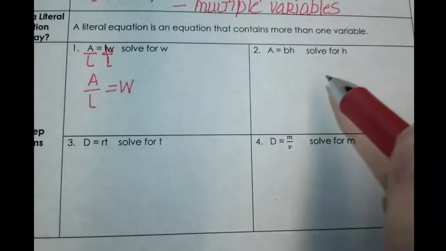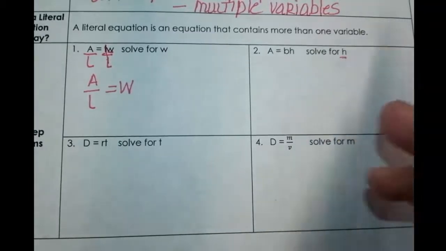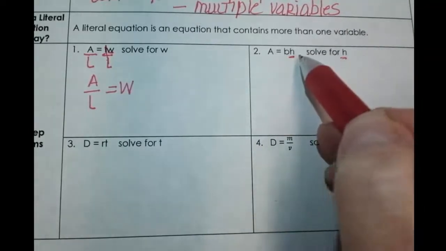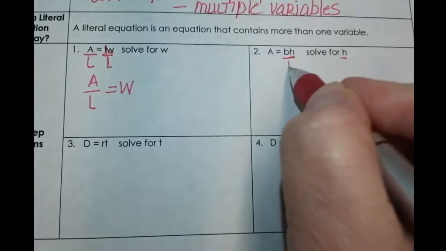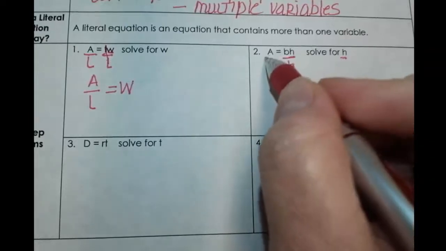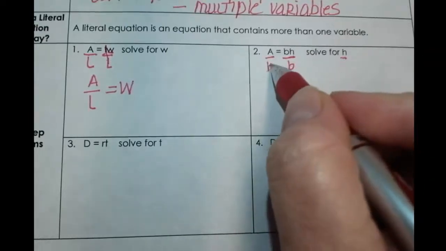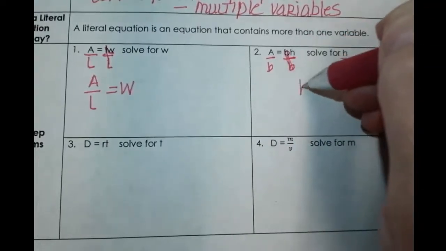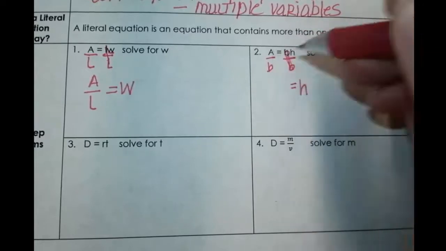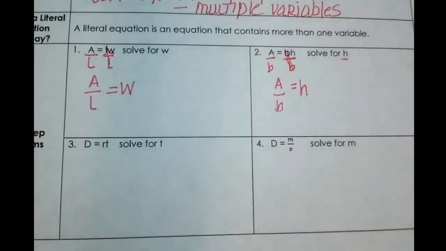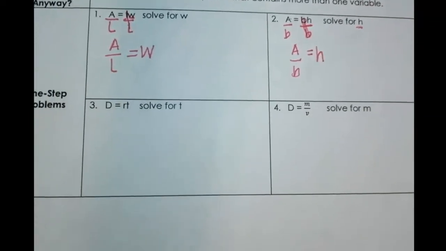Okay? So we want to get the H alone. So here's the H. That's what we're trying to get alone. The B is multiplying to the H. So to undo the multiplication, we're going to divide. That's that inverse operation. And if you divide one side, you have to divide the other, so they'll remain equal. The B cancels here, leaving the H. A cannot be divided by B. They're not like terms, so we're just going to write A divided by B. We rearranged our literal equations.